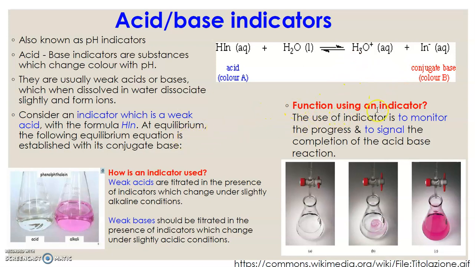The function of using an indicator is to monitor the progress and to signal the completion of the acid-base reaction, to signal the analyst or chemist who is doing the titration. Without the indicator, it is quite hard to find the color change. So how is an indicator used? Weak acids are titrated in the presence of an indicator which changes under slightly alkaline condition. Meanwhile, weak bases should be titrated in the presence of an indicator which changes under slightly acidic condition.